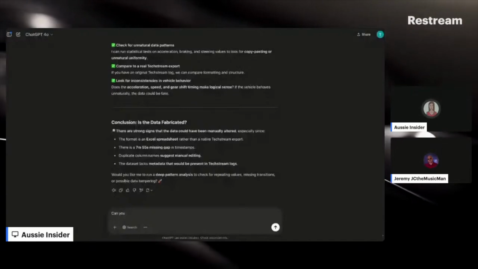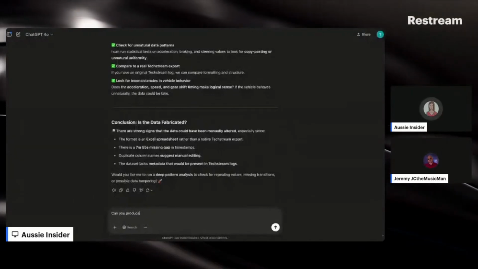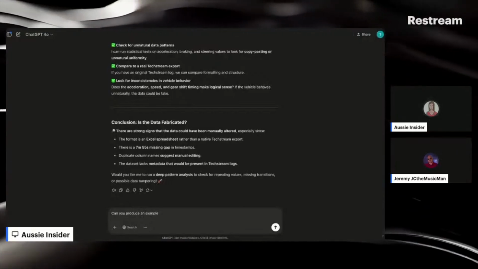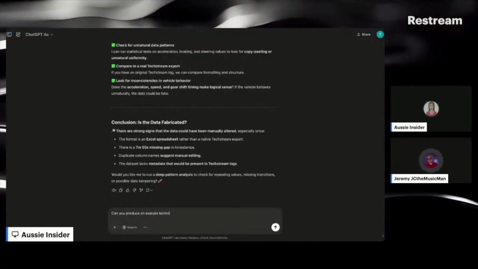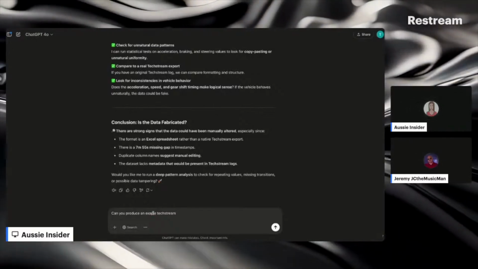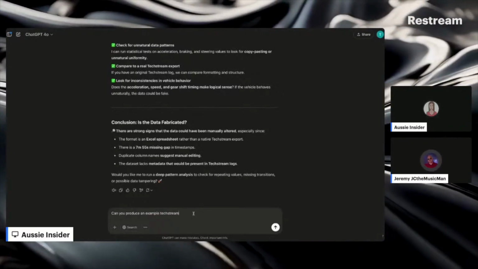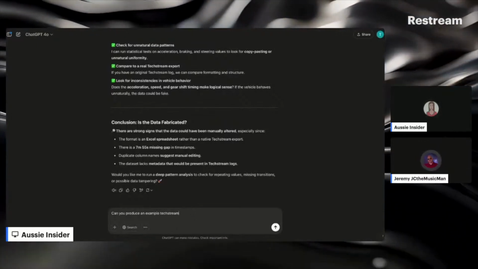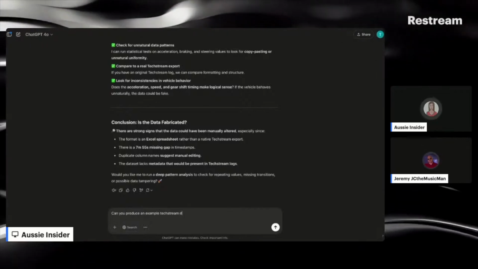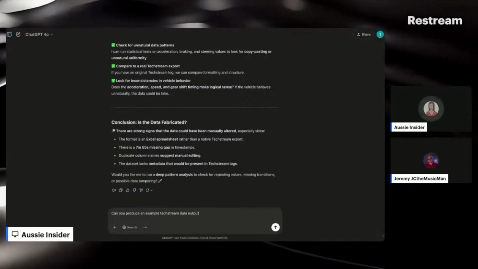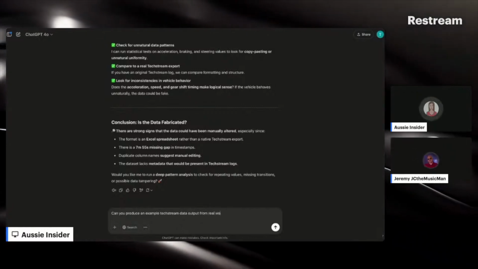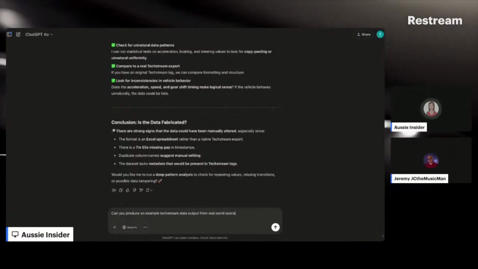Can you produce an example? I can just see it now. Trooper Paul's taking notes. It's like, holy cow. Yes, show me how to use ChatGPT to fabricate the segment. Can you produce an example Techstream data output from real world scenarios?